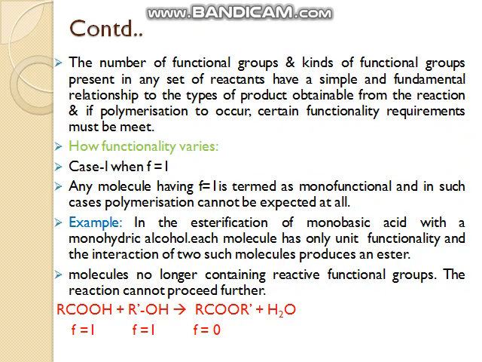Now we will explain how functionality depends on and what factors affect the functionality of the monomers. The number of functional groups and the kind of functional group present in any set of reactants have a simple and fundamental relation to the types of product obtainable from the reaction and to whether polymerization can occur. So certain functionality requirements must be met. We will see how functionality varies.